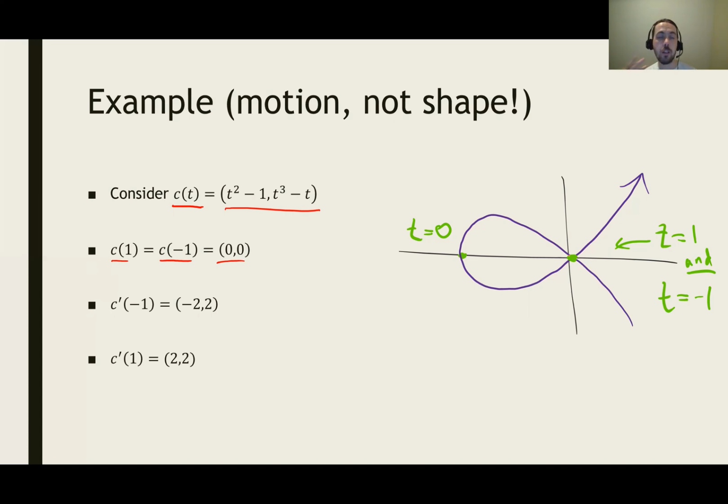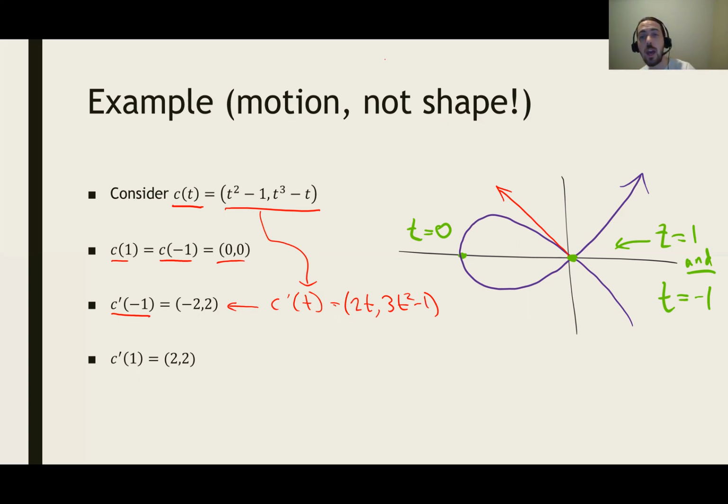If we calculate the velocity vectors, though, at time minus 1, let's show how we calculate that. c prime of t, our velocity, is given by just taking the derivative with respect to t. We get 2t and 3t squared minus 1. That's our velocity at any particular point in time. At time minus 1, we're getting minus 2 comma 2. That velocity vector points in this direction. So at time minus 1, we can see that our object is moving to the northwest.